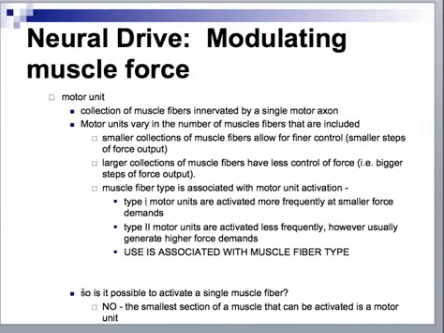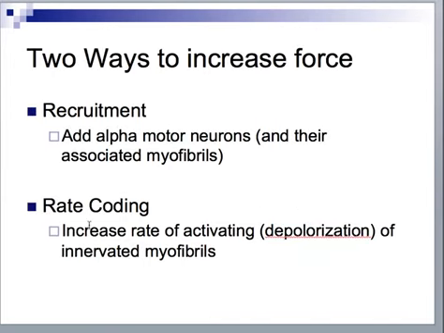And so the question becomes, is it possible to activate a single muscle fiber? And the answer is no, because the smallest unit of force activation by the nervous system is an alpha motor neuron. So if we're trying to understand how the nervous system regulates or modulates force development in muscle, what we're really focusing on is recruitment of motor units, and once one is recruited, how fast it's activated.